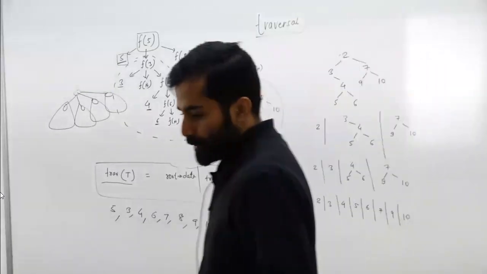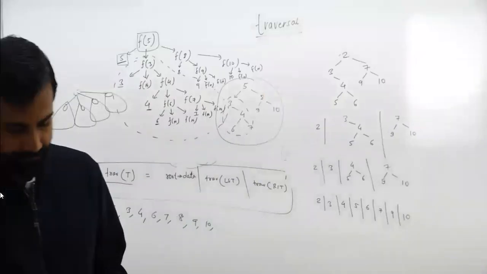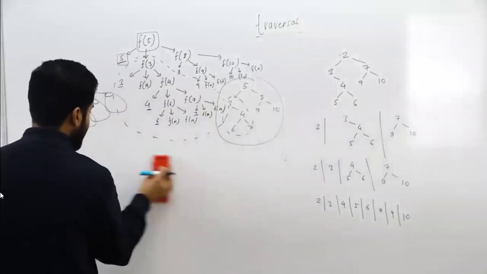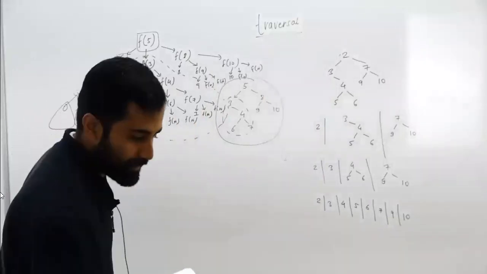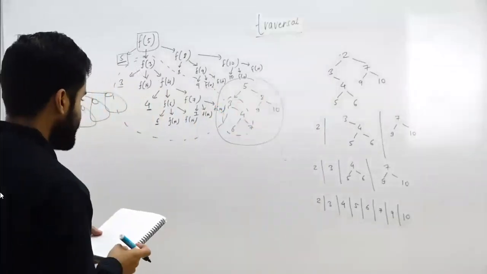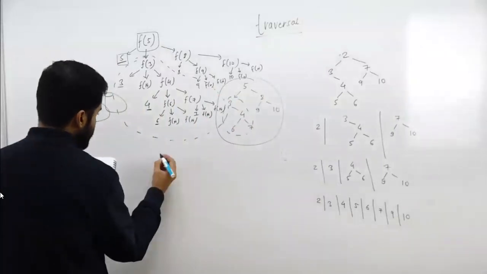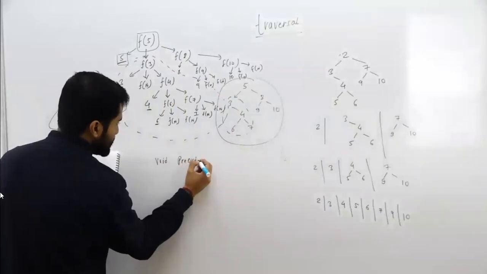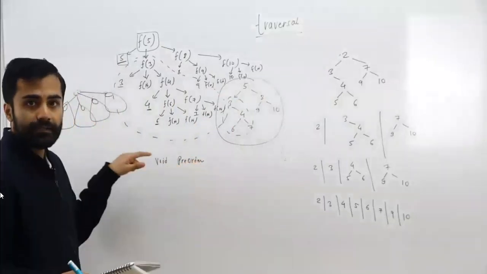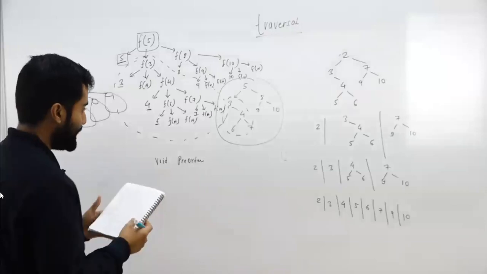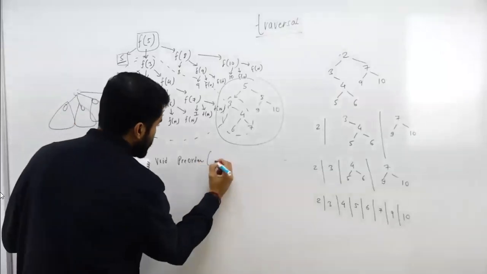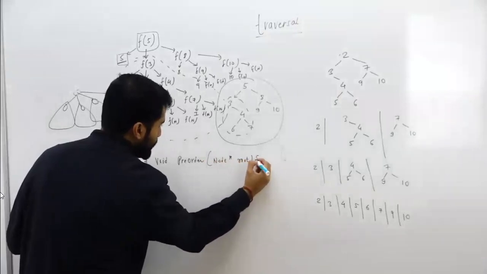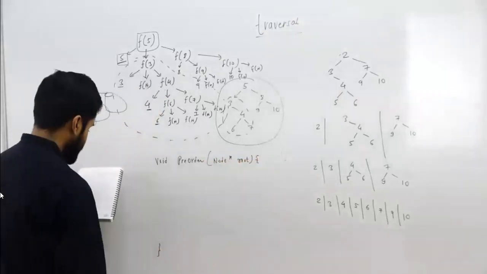So now how to write the code for this? The easiest kind of code that you encounter in tree traversals is for such kind of traversals: pre-order, post-order, in order. So there is a function called pre-order. It does not return anything. It simply prints the data. So it is void in nature. And it takes the root node of the subtree which you want to traverse.